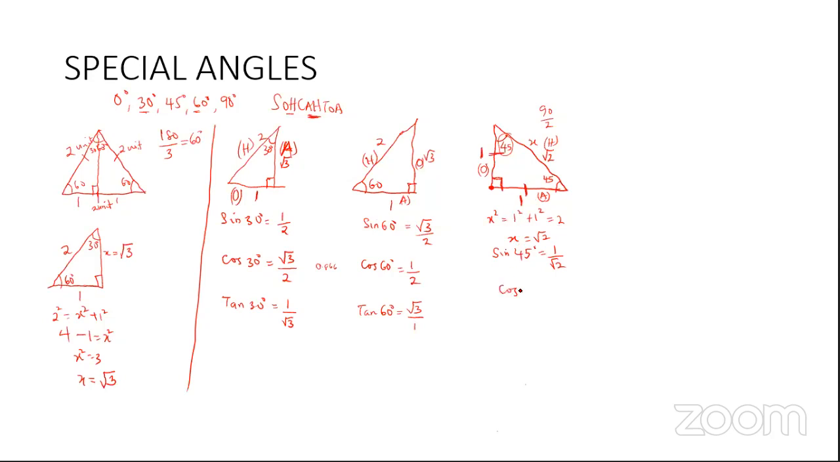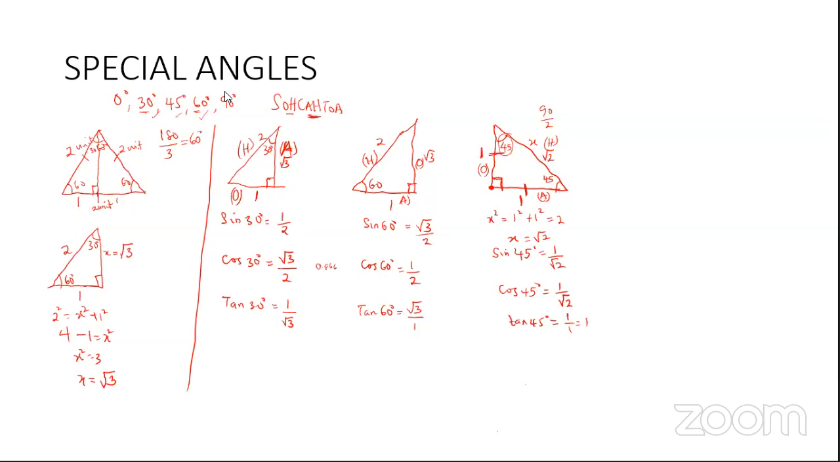Cos 45, also look at it. It will be adjacent over hypotenuse. It's still 1 over root 2. And lastly, tan 45 will be equal to opposite over adjacent. That's 1 over 1, which is the same thing as 1. So having established that, we have been able to look at 30 degrees, we have been able to look at 45, and we have been able to look at 90 degrees. So those are the major special angles.